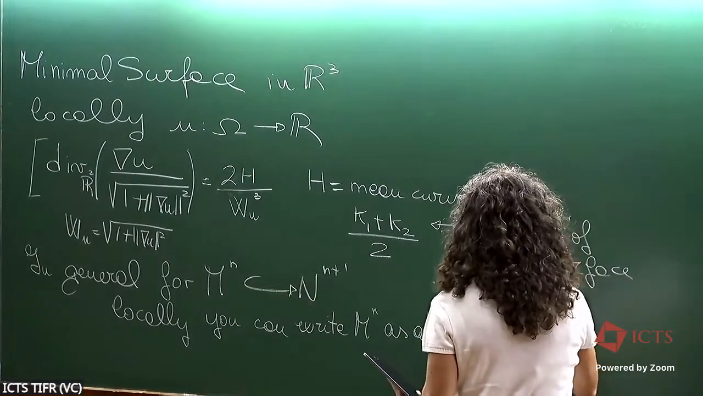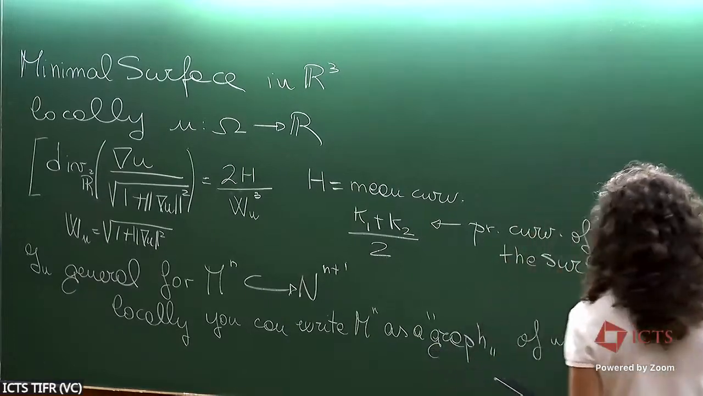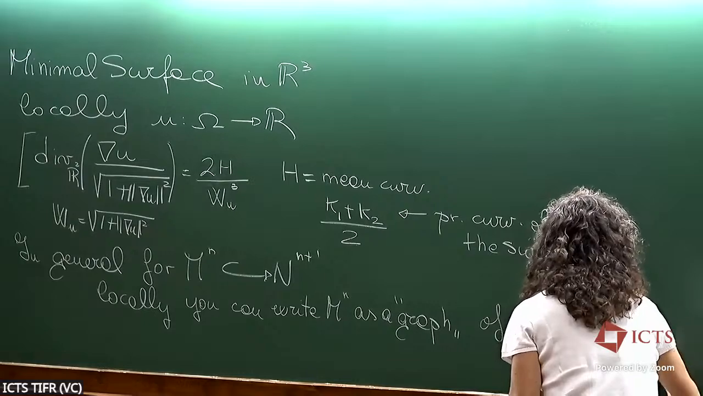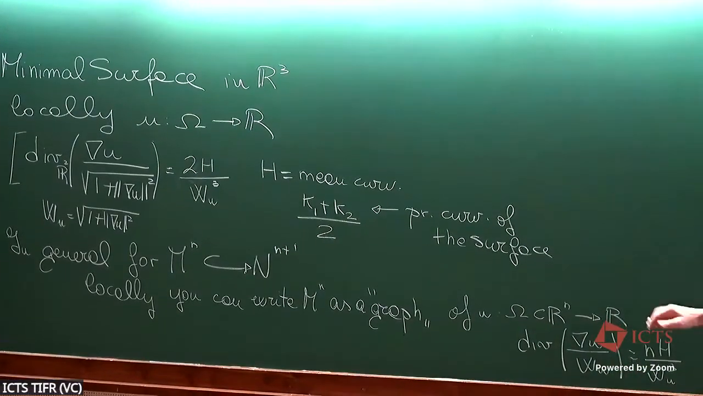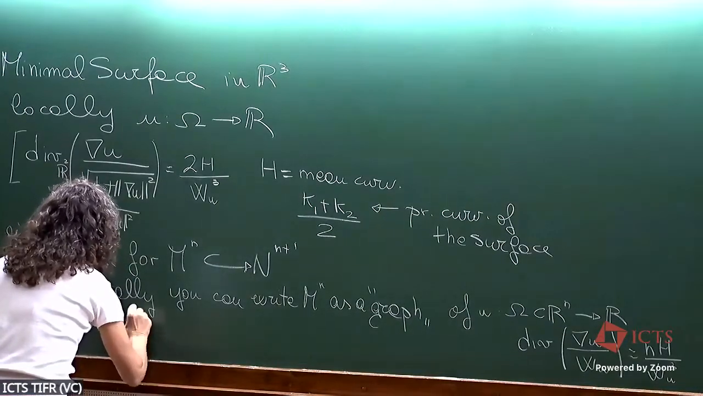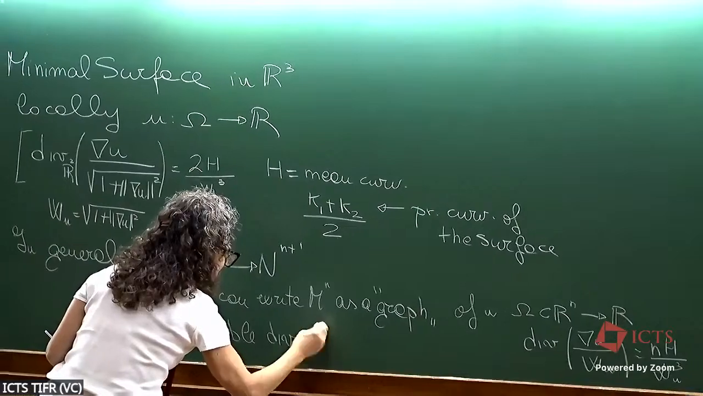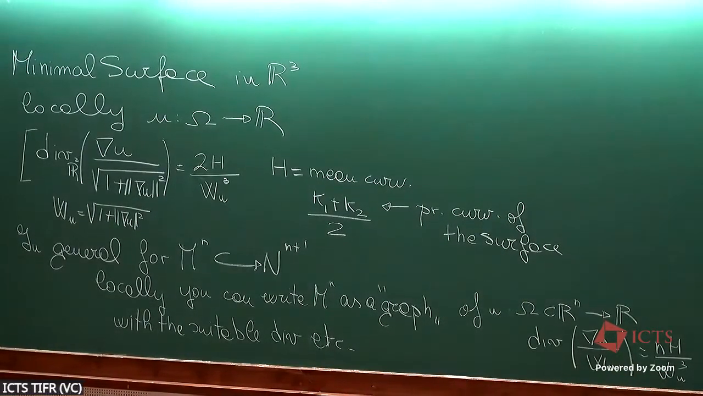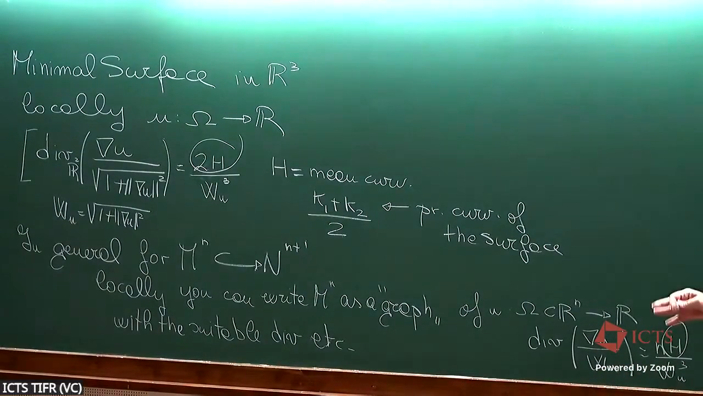A graph of u defined in an open set of R^n, satisfying a similar equation, that is, the divergence of gradient u over W_u equals nH over W, like that, where of course you have to use the right notion of divergence and so on, with suitable divergence. All this is just to justify the fact that all the time you have a minimal surface or a constant mean curvature hypersurface or anything, you get a divergence type equation.